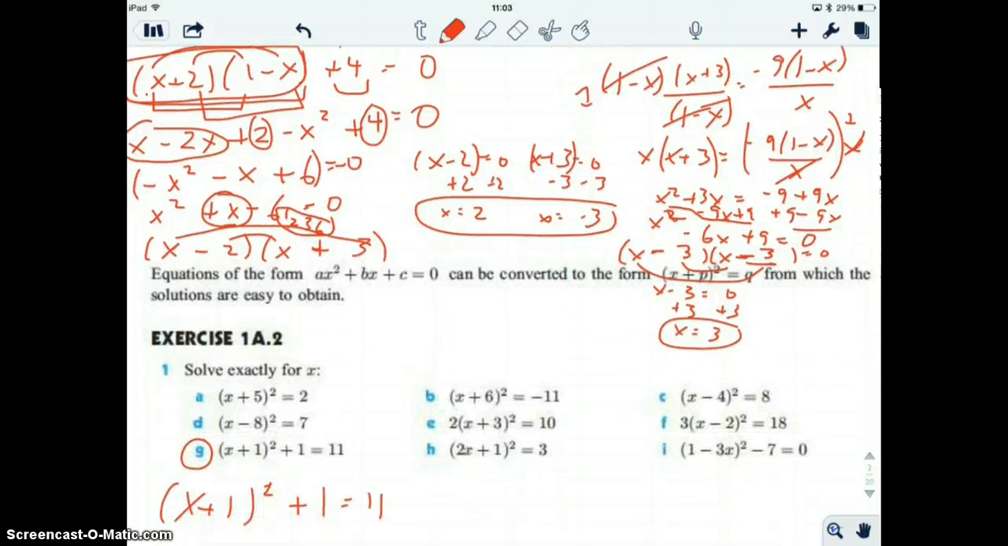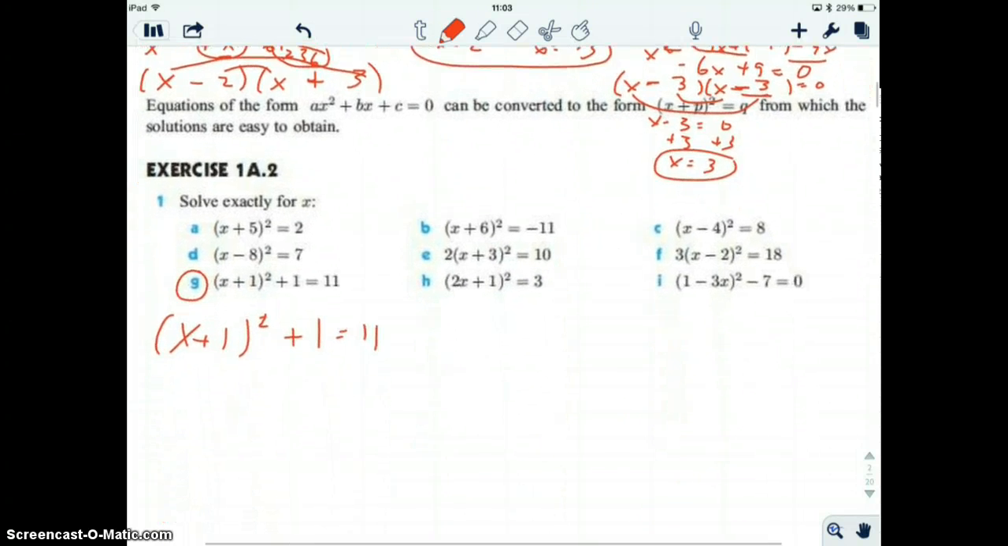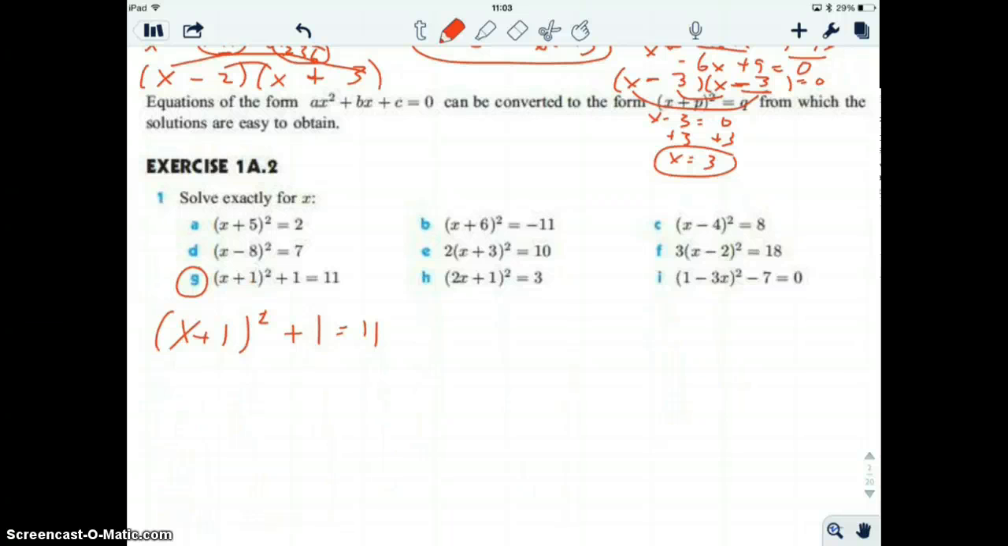Okay. Now the next section, equations of the form ax squared plus bx plus c equals 0 can be converted to the form x plus p all squared equals q, from which the solutions are easy to obtain. And they are gradually moving you to the process of completing the square, and this is one of the first steps.